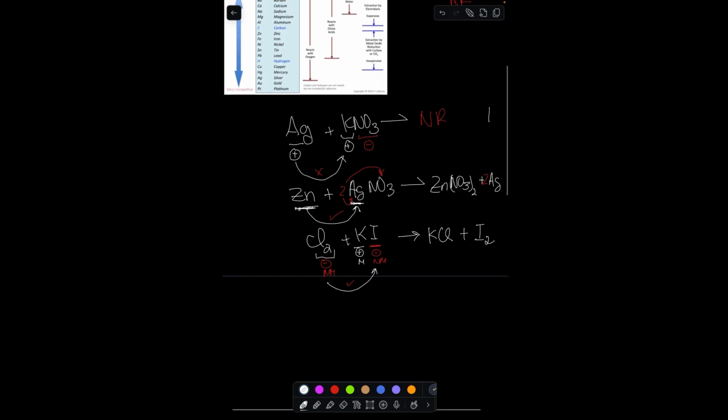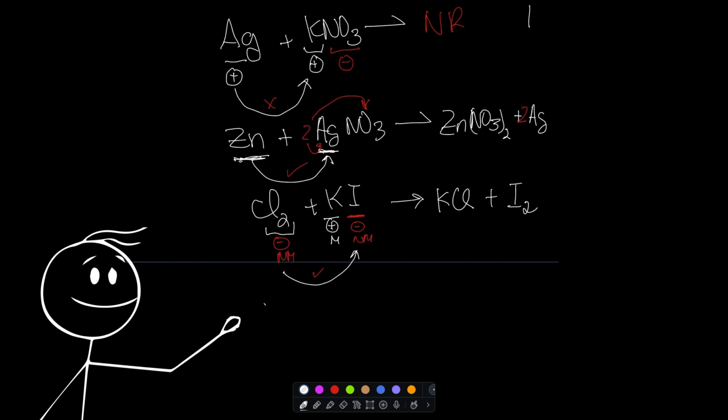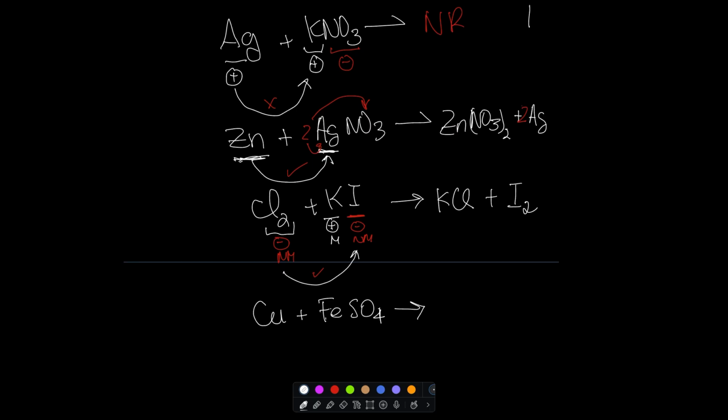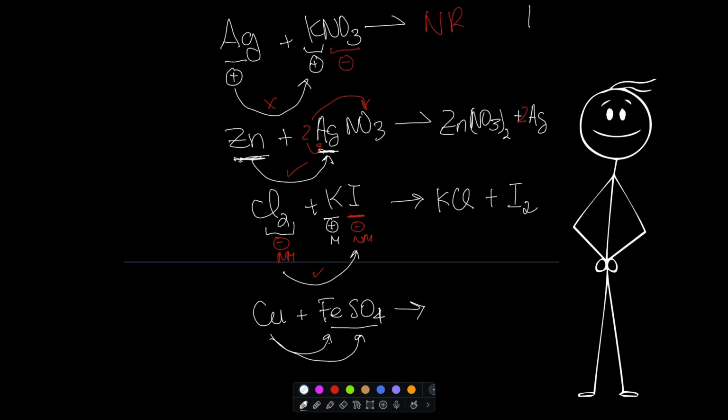Now I'm going to do one more. In this case, I'm going to give you another reaction, and I want you guys to see if you can predict it. So we have copper that we're going to join to iron sulfate. And I want you to tell me, first of all, which element is going to seek to replace or break up the pair over here. So you're going to try to replace Fe or SO4. Think about that.